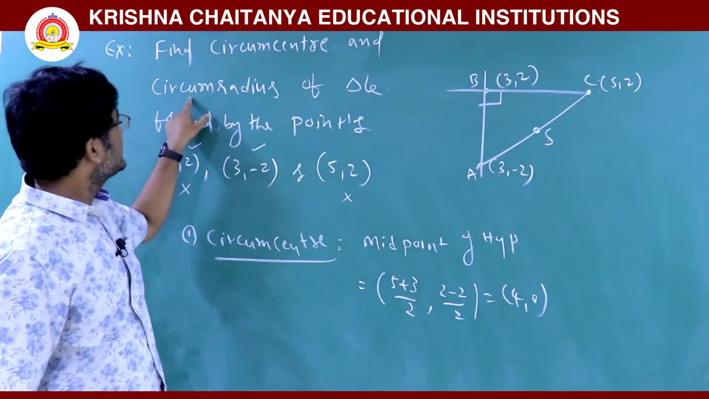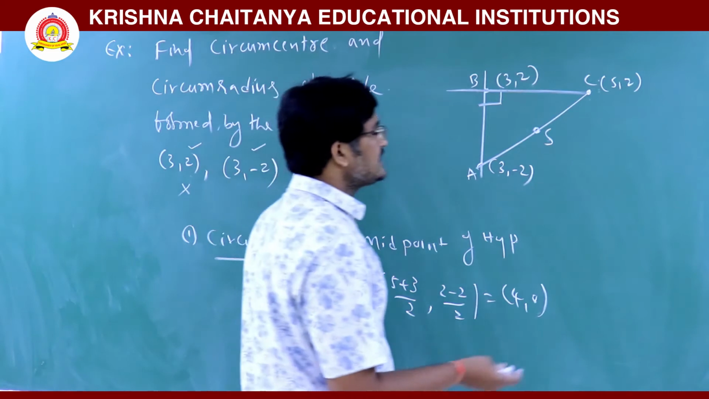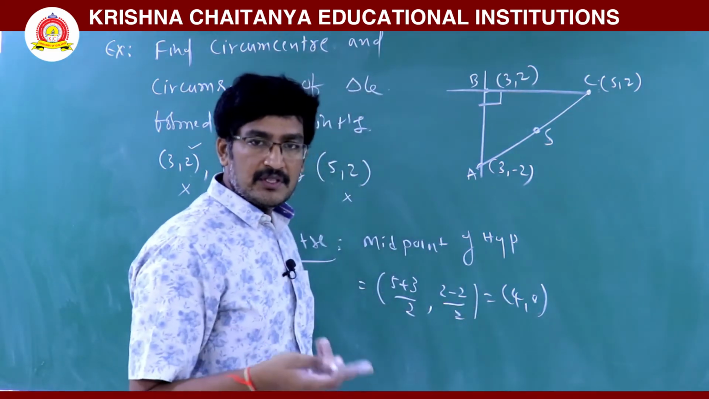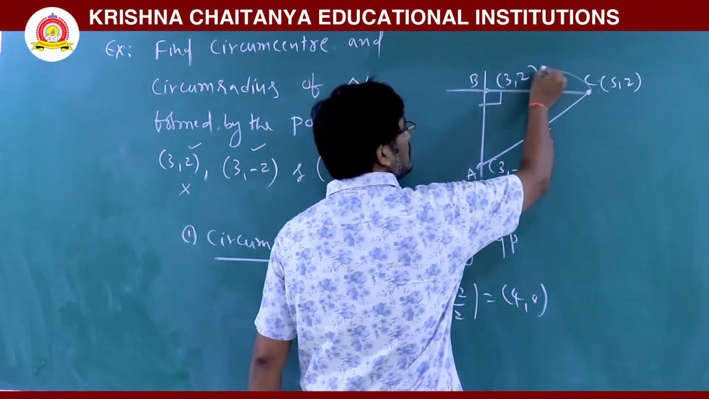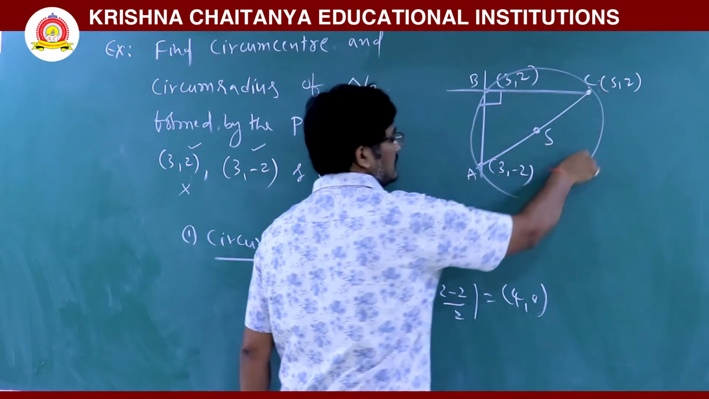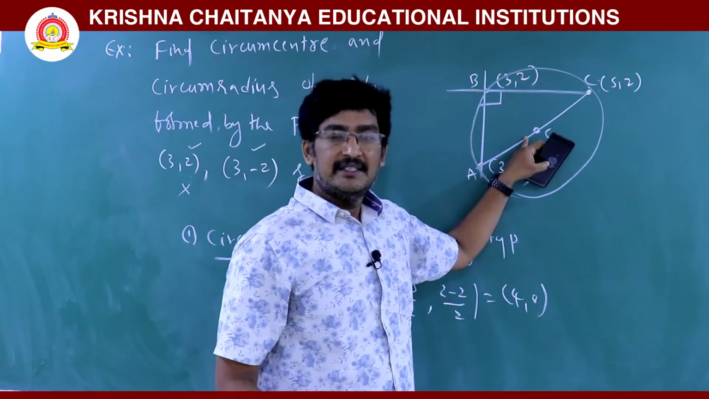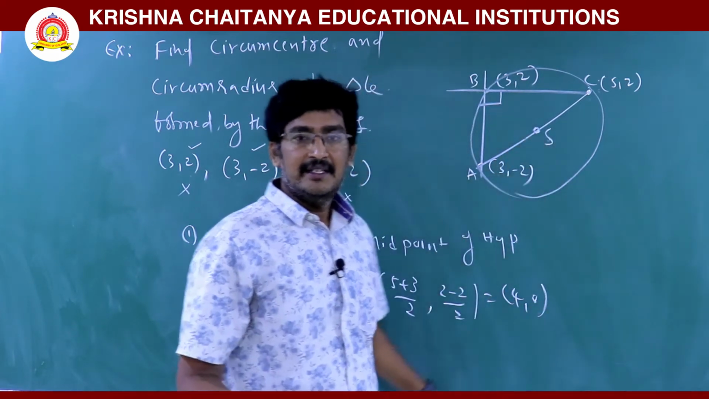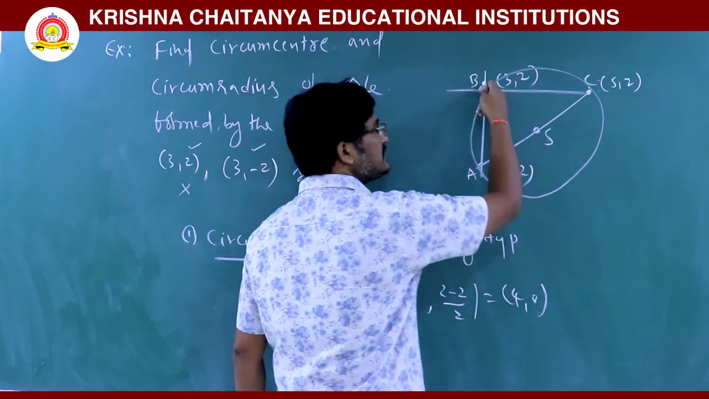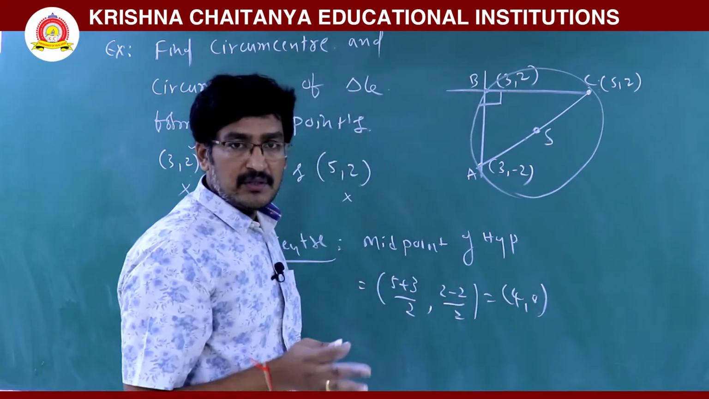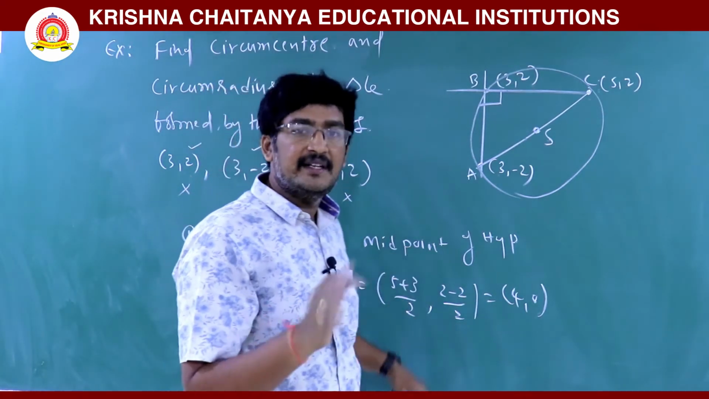Now we need more. Circumcenter and circumradius both have to be found in the question. Circumradius means SA equals SB equals SC, the radius of the circumcircle. This is the circumcircle and this is the center. The circumcircle radius is called the circumradius. SA is a radius, SC is a radius, and if we connect these, SB is a radius. So SA equals SB equals SC, and to find the circumradius of the triangle, you have to find SA or SB or SC.